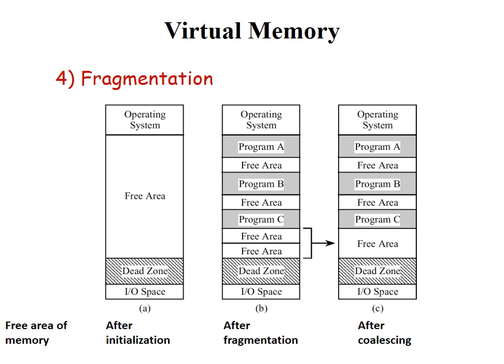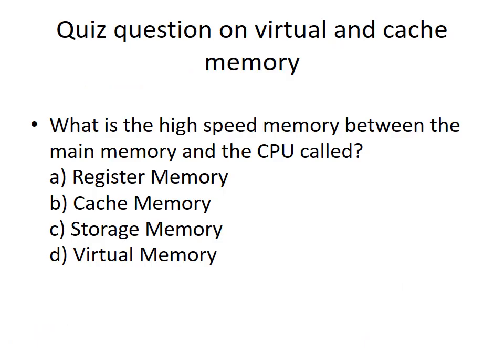What coalescing is, is that if we are having 2 smaller free areas, like free areas 1 and 2, we can combine them into one single free area, such that we can store more data in that particular area. That particular process is called coalescing.